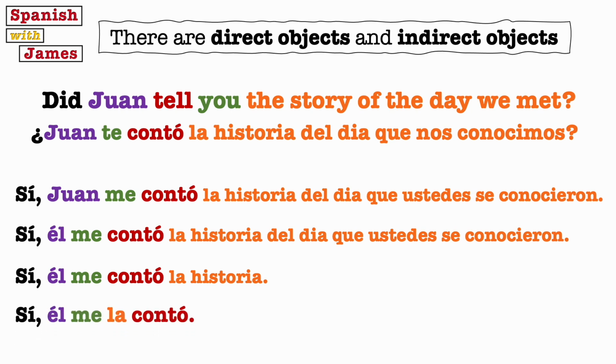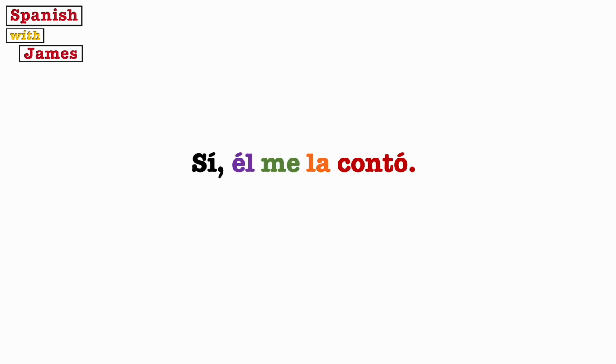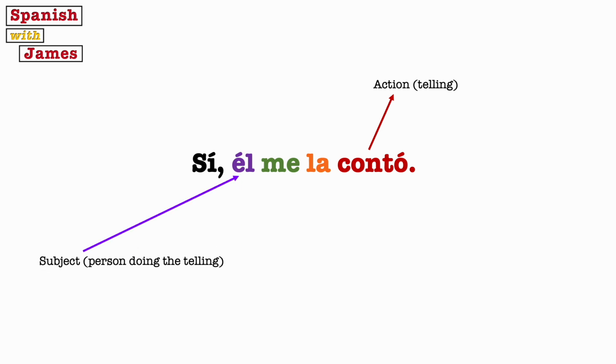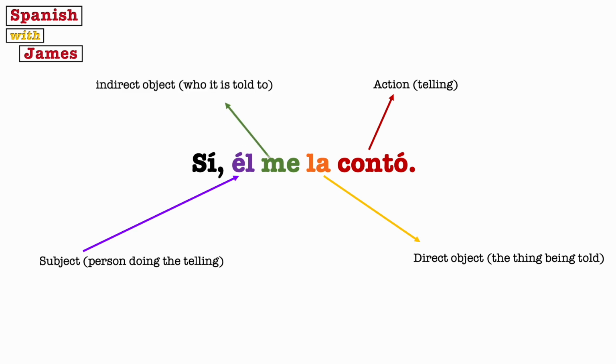Él me la contó. Yes, he told it to me. He told me about it. Now, let's look at that in a bit more detail. What have I just done here? When I say, sí, él me la contó, I've got the action of telling. I've got the subject, so I've changed Juan to a subject pronoun. Él is the person doing the telling. I've got the direct object, the thing being told, and the indirect object pronoun, which is me. He was telling me the story.